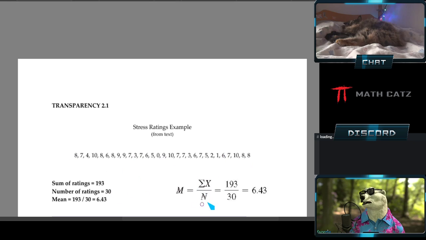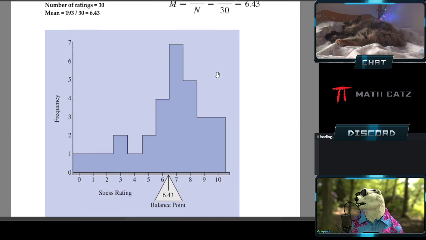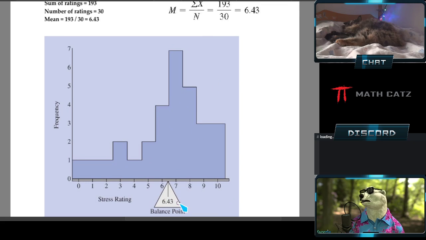So the mean, here's my formula. Adding them up, the sum is 193 divided by 30. I get a mean of 6.43. If I look at the distribution, the histogram, the mean sits over here. I can see that as a balance point, like the average. It gives me a single number to represent the center of this distribution. Some are on the left, some are on the right. My distribution is positioned at 6.43.